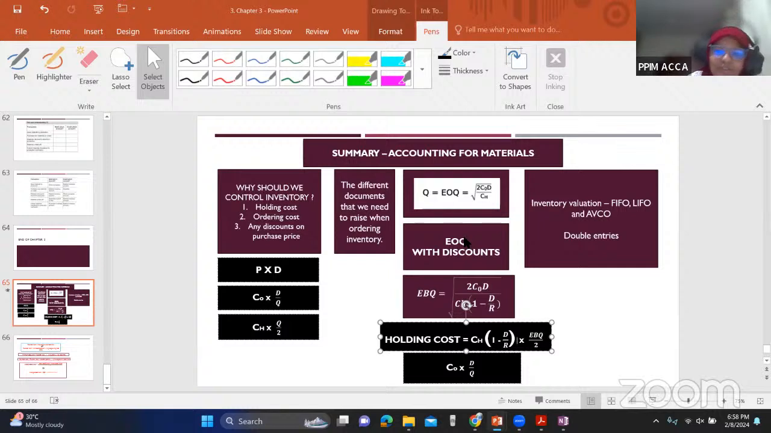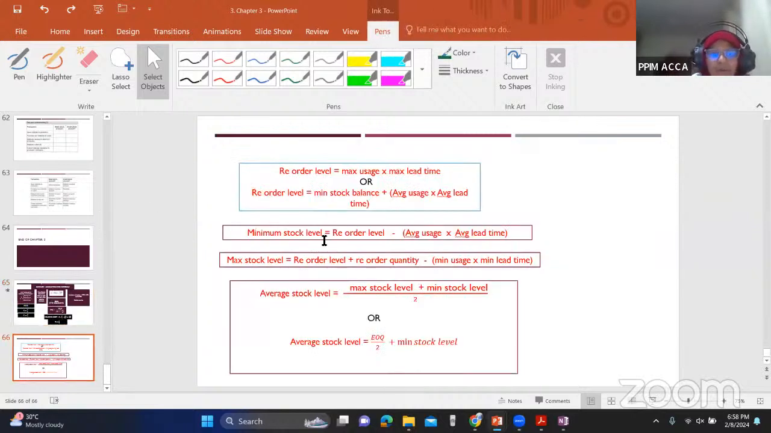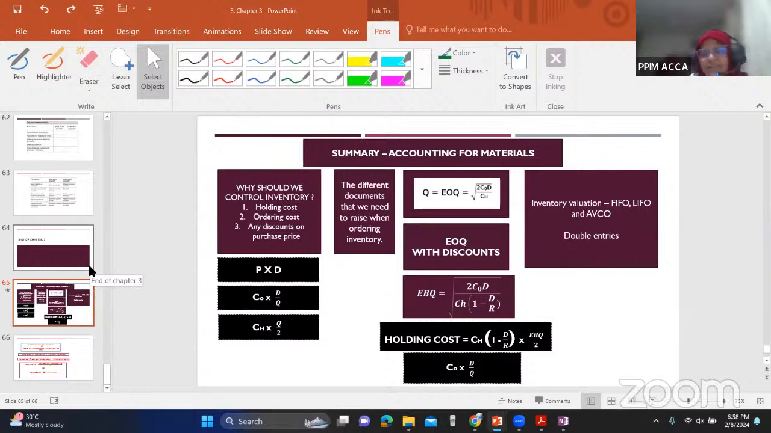The cost of ordering remains the same equation. But when it comes to EBQ, we don't call it cost of ordering anymore. The CO, we call it the setup cost. Just two small changes, which I will touch on once more in the TRG itself. For the time being, you can take this down. This is the summary for accounting for materials. This is one slide, and this is the other slide with all the equations that you have to know: reorder level, minimum stock, maximum stock, and average stock. So take this down, and then we can do that question.